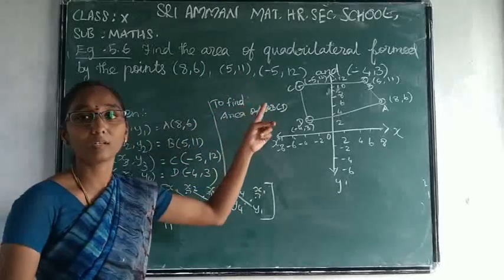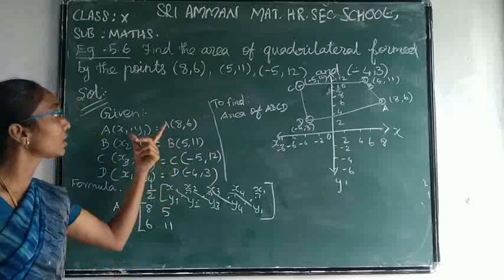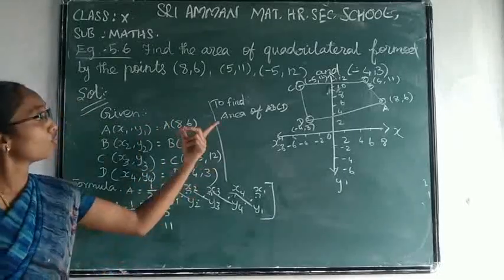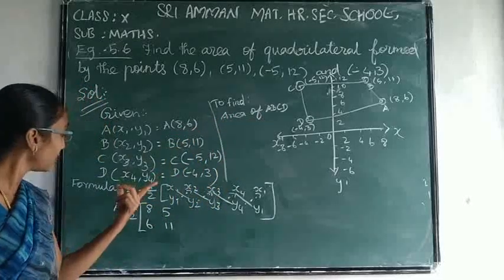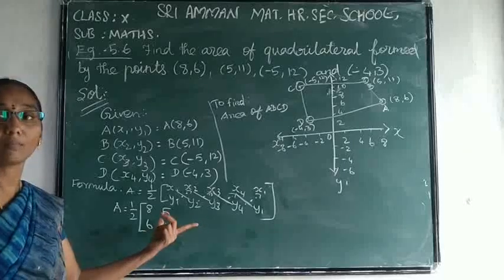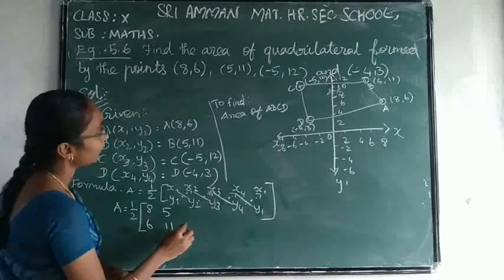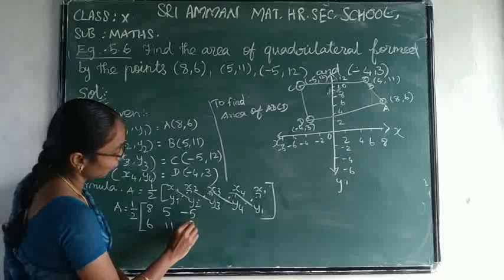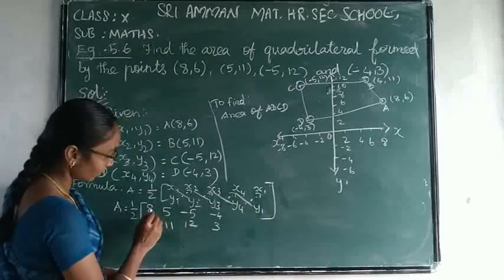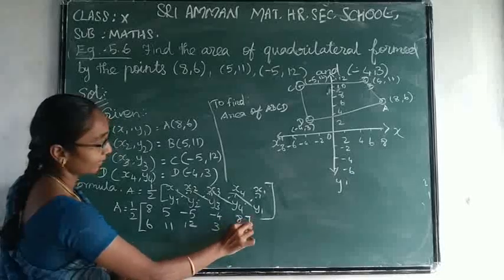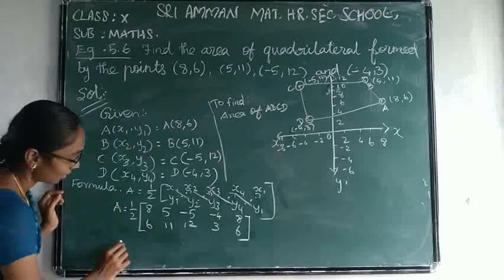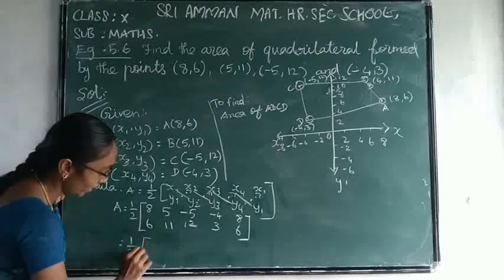Listen first of all. First of all, write the given points, then write to find the area of quadrilateral ABCD, and then write the formula and substitute the values in this formula. 5, 11, minus 5, 12 and minus 4, 3, again x1, y1. So, 8, 6. First down arrow.